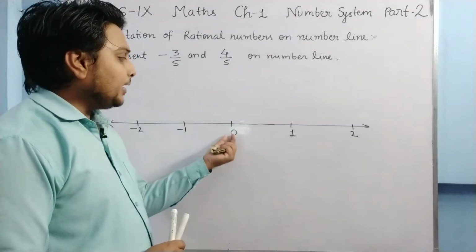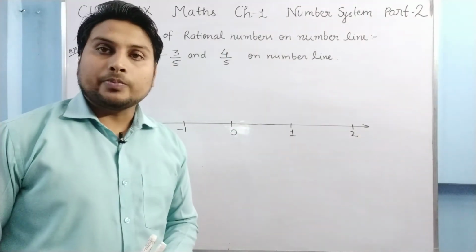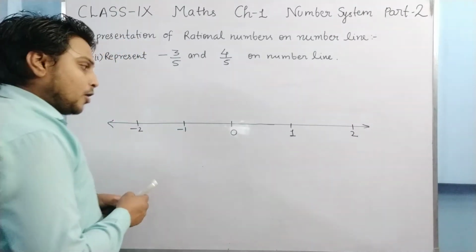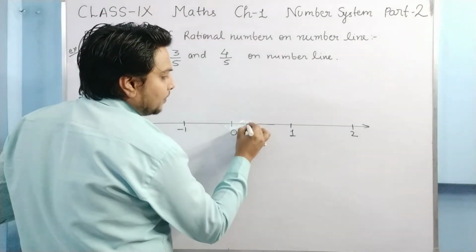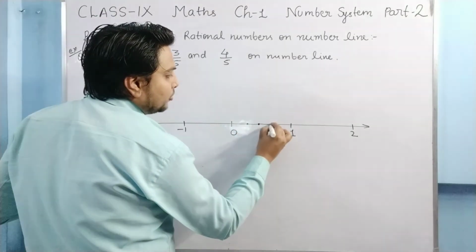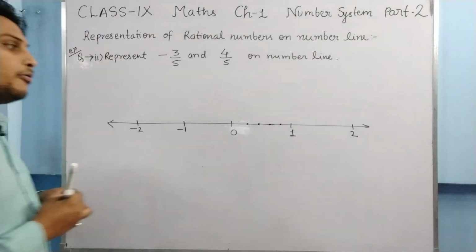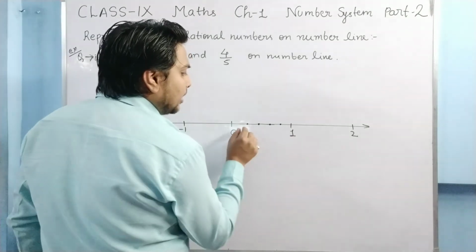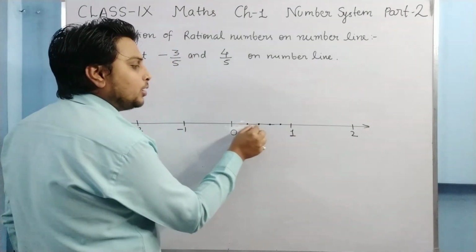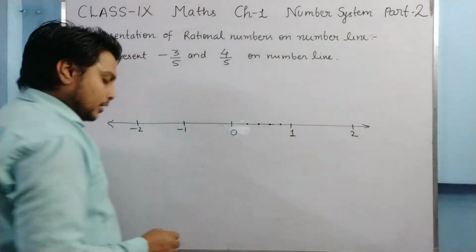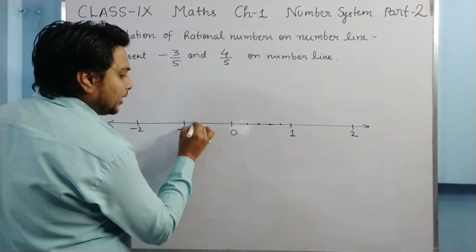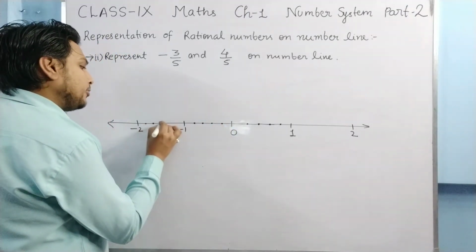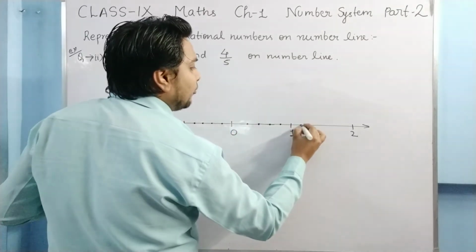If we divide the space between two numbers into 5 equal parts, how many marks should we make here? 1, 2, 3 and 4. If we mark 4 points at equal distance, then the space between 0 and 1 will be divided into 5 equal parts: 1, 2, 3, 4 and 5. Like this we have to do between all the numbers. We have to mark 4 points so that the space between two numbers is divided into 5 equal parts.